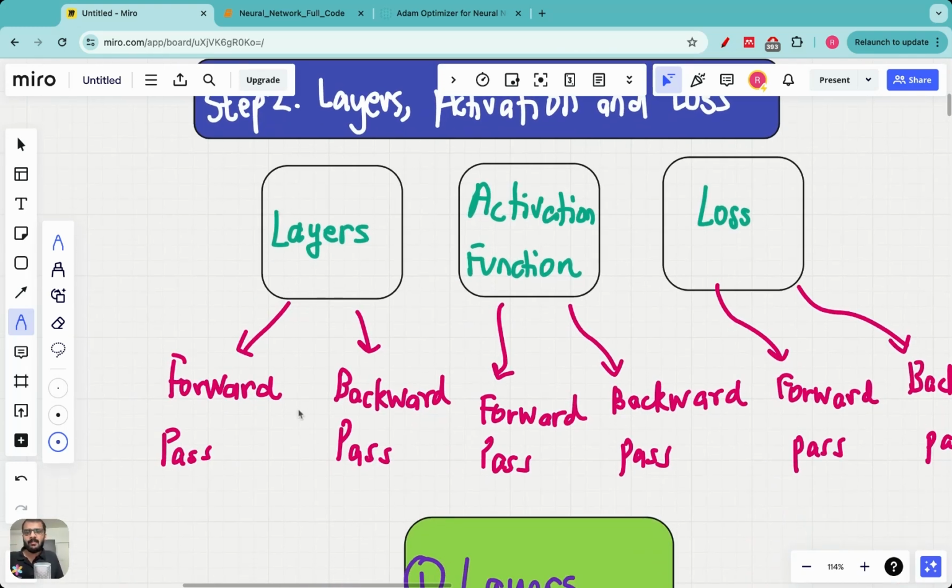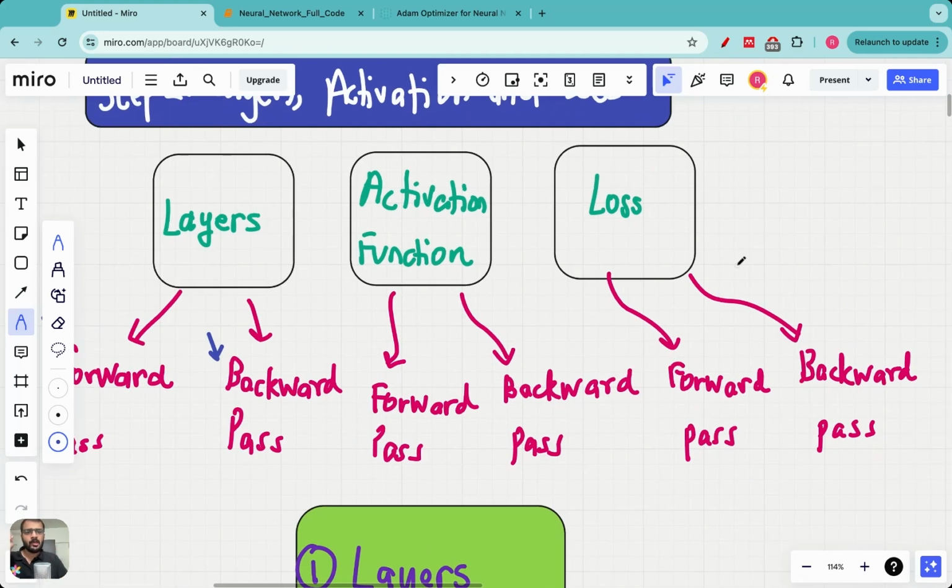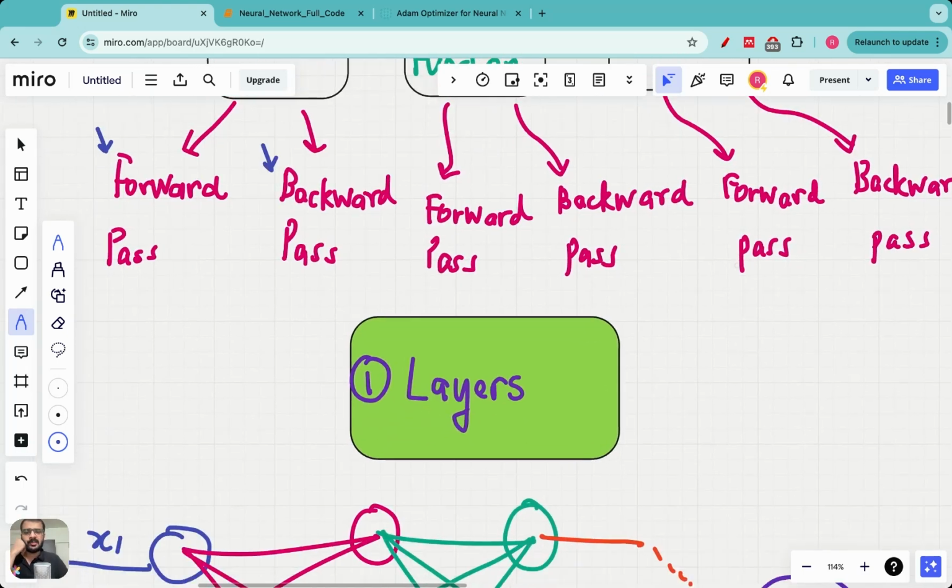So for each of these three building blocks, we'll be implementing something called a forward pass, and something called a backward pass. For example, for the layers building block, we'll do a forward pass and a backward pass. For the activation function building block, we'll do a forward pass and a backward pass. And for the loss building block, we'll do a forward pass and a backward pass. Right now, if you don't know what is meant by forward or backward pass, it's totally fine. I intend to explain all of these aspects to you as the lecture proceeds.